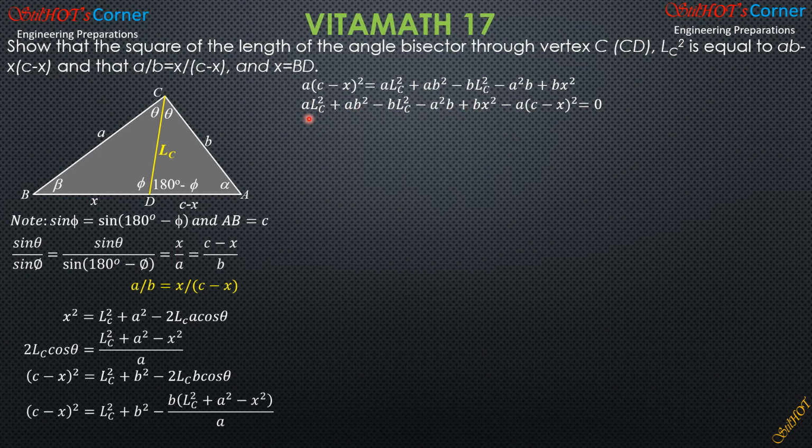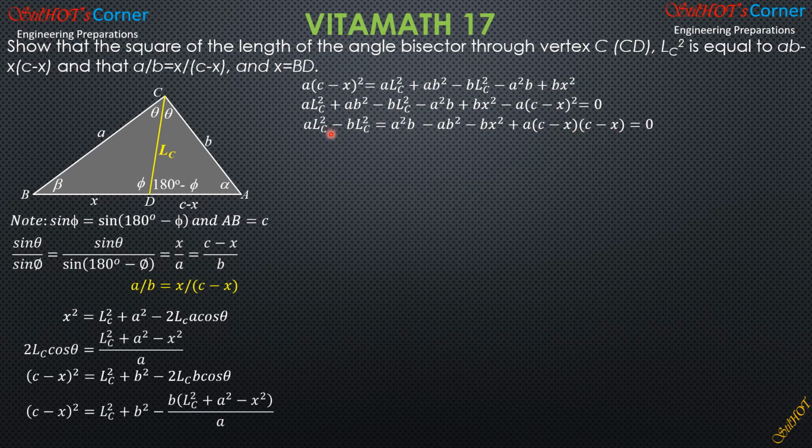So we have a L_c squared minus b L_c squared equals a squared b minus a b squared minus b x squared plus a times (c minus x)(c minus x). So this is negative. When transferred to the right by additive inverse, it becomes positive, and we break this factor into (c minus x)(c minus x).